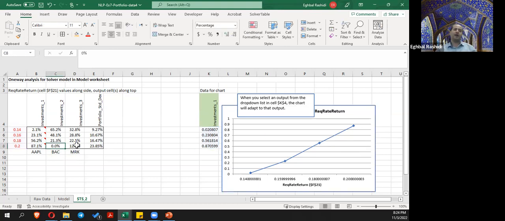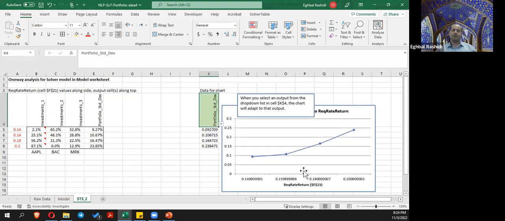And nothing on Bank of America, and only 13% almost on Mark. You can also see the risk of our risk here. So this is actually what is called the frontier that I told you. Okay, so this is the frontier.